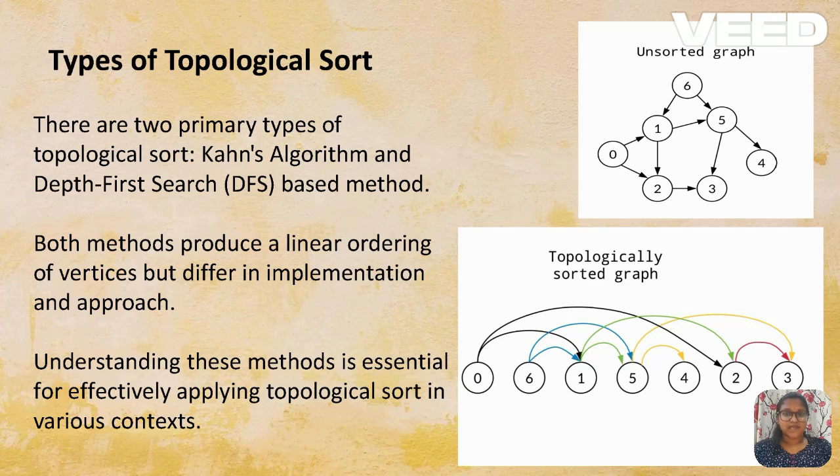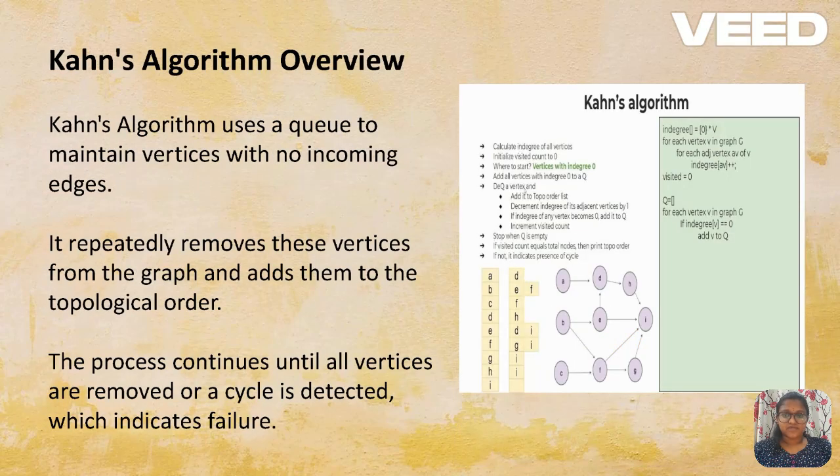So the next is types of topological sort. There are two primary types of topological sort, that is Kahn's algorithm and the depth first search based method. Both methods produce a linear ordering of vertices but differ in implementation and approach. Understanding these methods is essential for effectively applying topological sort in various contexts.